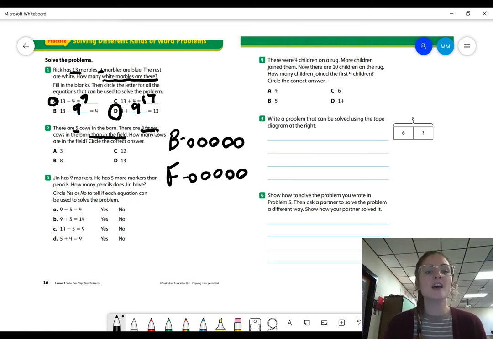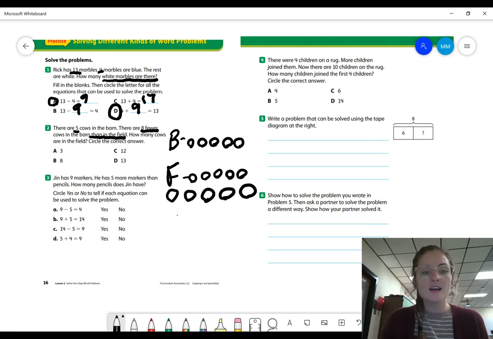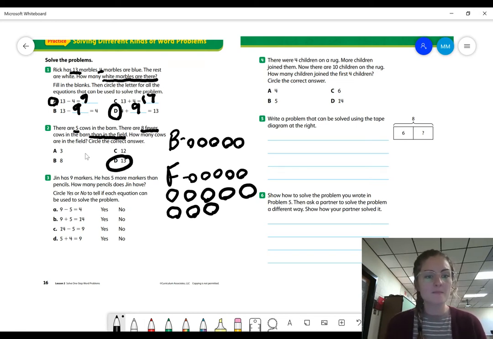Now it says there are 8 fewer cows in the barn than in the field. So if there are 8 fewer in the barn, that means that there are 8 more in the field. So we are going to count on 8 more from 5. So 5, 6, 7, 8, 9, 10, 11, 12, 13. How many cows were in the field? 13, right? So I'm going to circle the letter D. Let's move on to number 3. I'm going to keep that there.